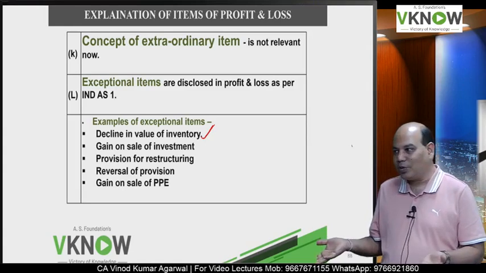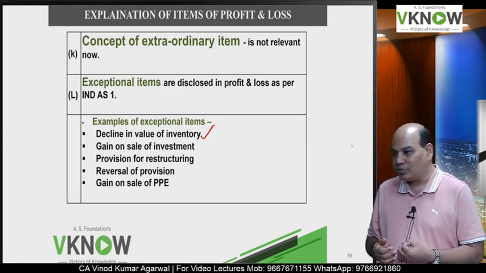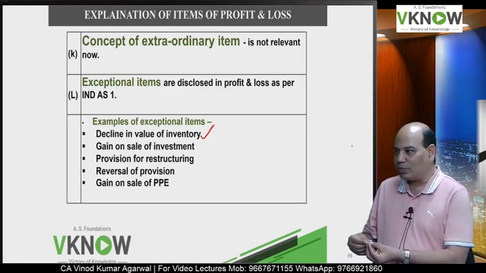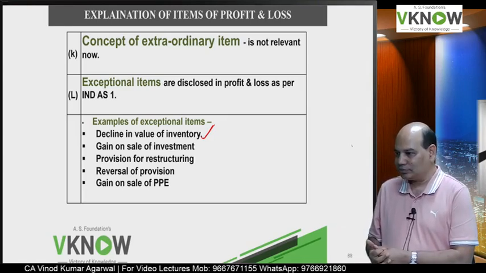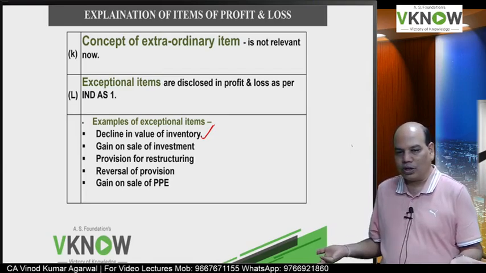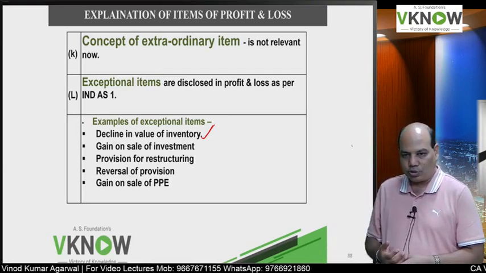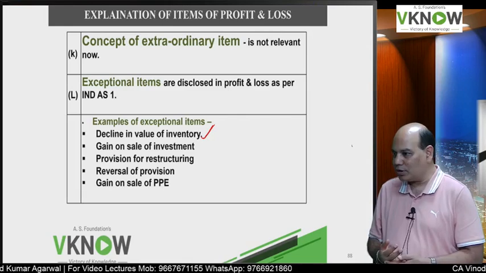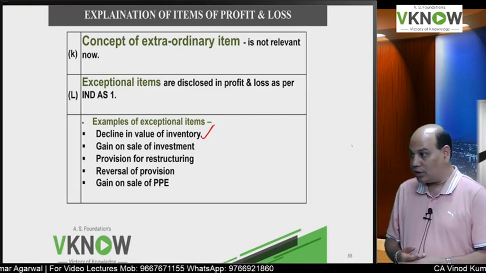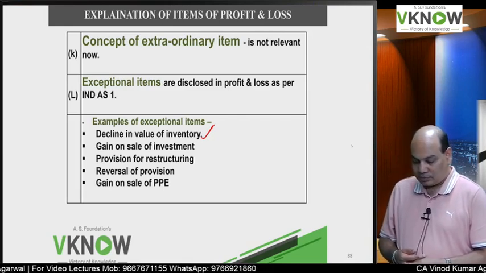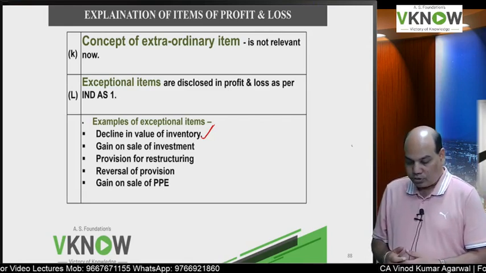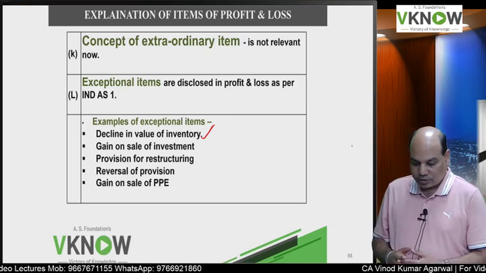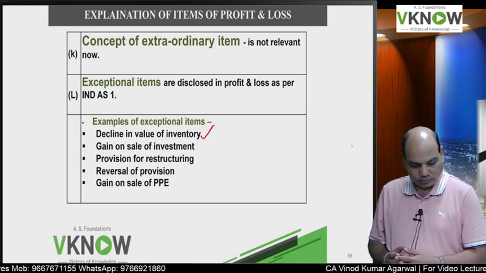So for them it will become an exceptional item because the cost was 300 rupees, now they will have to sell it for 5 rupees per kg. Who is going to buy outdated syllabus? Are you going to pay even 300 rupees for that? No. So then it is an exceptional item. Show it here. Gain on sale of investment, provision for restructuring, reversal of provision, gain on sale of PPE.